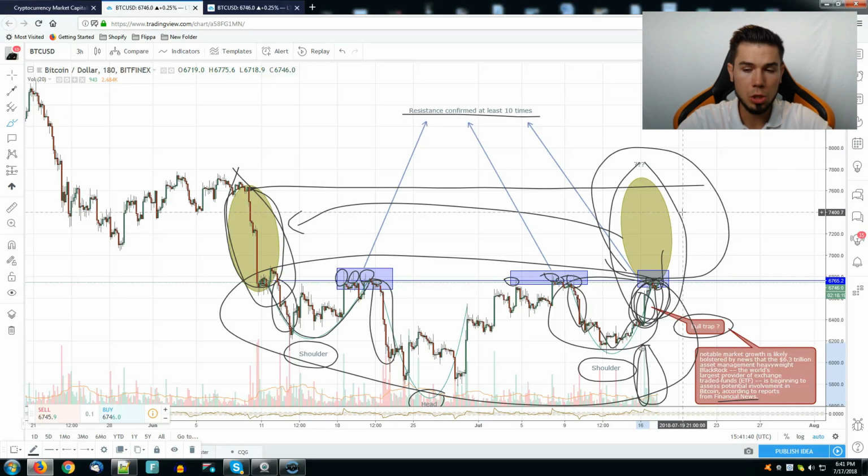The only thing we can do is just have a look at the market very closely over the next few hours and see what it is all about at the 6,700, 6,800 area.